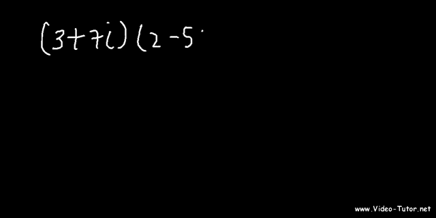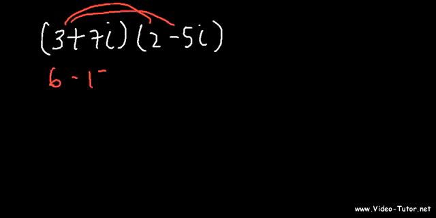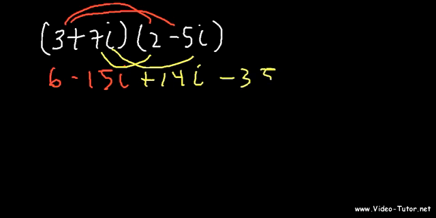So now let's talk about how to multiply imaginary numbers. So let's say if you have 3 plus 7i times 2 minus 5i. What would you do? So here you have to FOIL. 3 times 2 is 6. 3 times negative 5i is negative 15i. And 7i times 2 is 14i. And 7i times negative 5i is negative 35i squared.